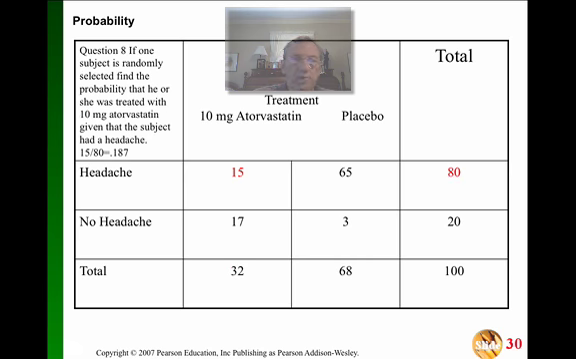If one subject is randomly selected, find the probability that he or she was treated with 10 milligrams of medication given that the subject had a headache. That's the one I wanted to go to earlier, but let's state that again. Given they had a headache, I take that 80 and put it right in the denominator, and the likelihood that they had medication I put in the numerator, 15 over 80, 0.187. So an 18.7% chance that someone, given they had a headache, took medication.